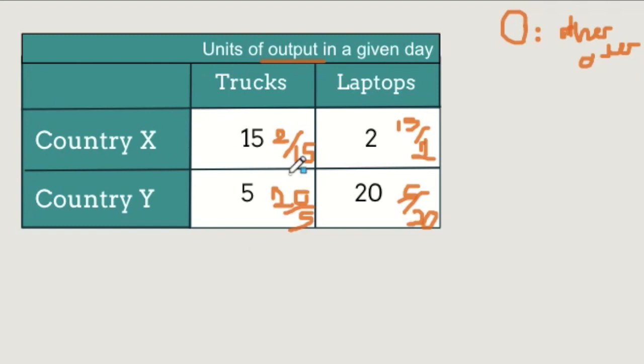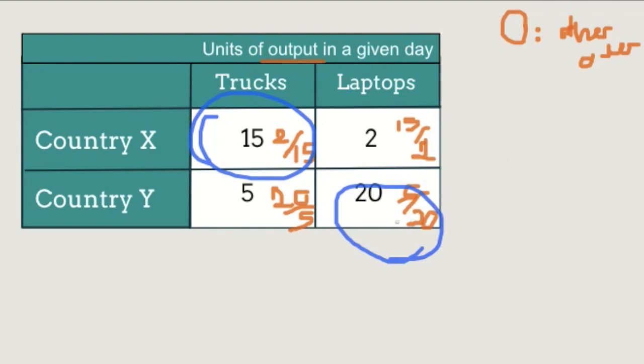So after we do this, we look at it product by product. For trucks, country X has a 2/15 opportunity cost, while country Y has 20/5. 2/15 is a lower number, so we say that country X has a lower opportunity cost in producing trucks, therefore it should be producing the trucks. When we look at laptops, country X has a 15/2 opportunity cost, while country Y has 5/20. 5/20 is lower than 15/2, so we say that country Y has the comparative advantage, so it should be producing the laptops.